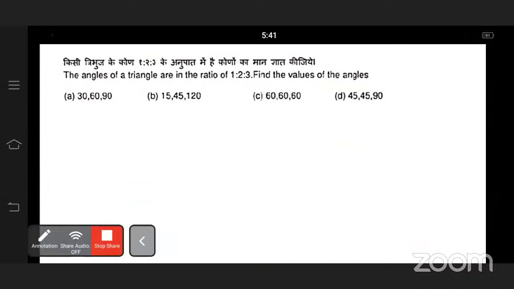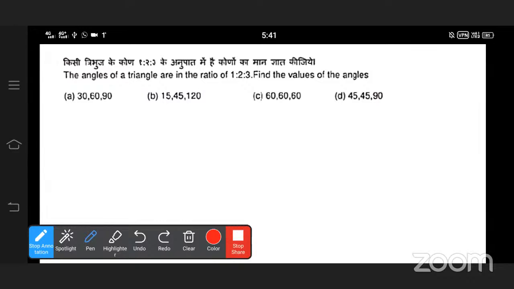Okay, listen. The angles of a triangle are in the ratio 1 is to 2 is to 3. Find the value of the angles. So in a triangle, what is the sum of the angles? The sum of the angles of a triangle is 180, right? When you add up the angles of the triangle, you get 180. That 180 is divided in the ratio 1 is to 2 is to 3.